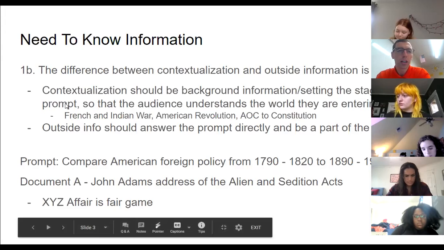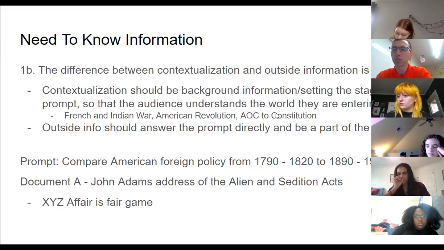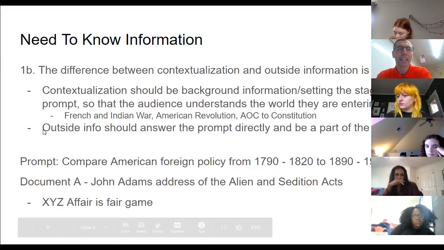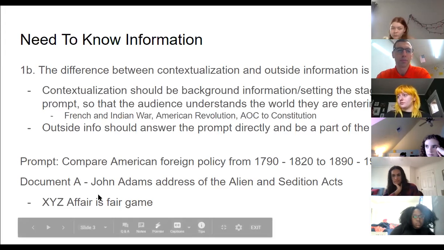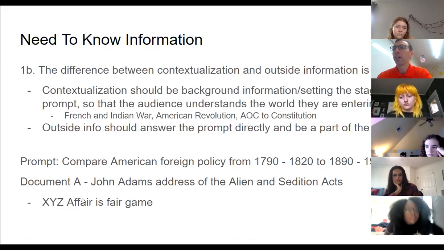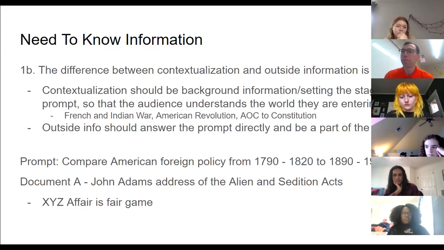If I was to do a contextualization on this, I would talk about the French and Indian War, the American Revolution, the Articles of Confederation switching to the Constitution. That would be kind of setting up American foreign policy leading up to 1790. Whereas outside information should directly be answering the prompt. So outside information would be basically what was American foreign policy during this time. So for example, the XYZ affair. So contextualization is setting up the background information for the prompt. Outside information is directly answering the prompt itself. All right. Again, let me know if you have any questions.